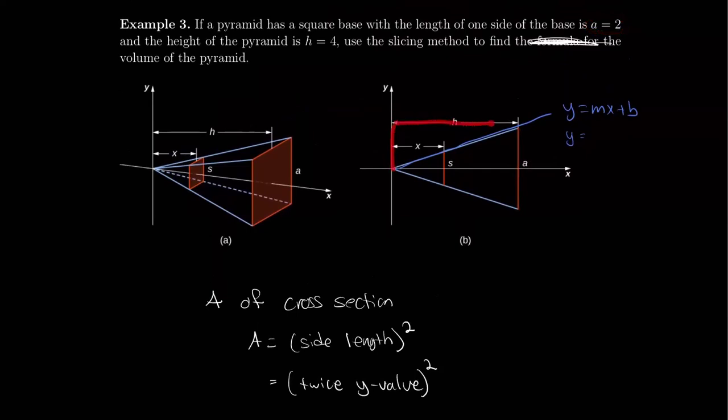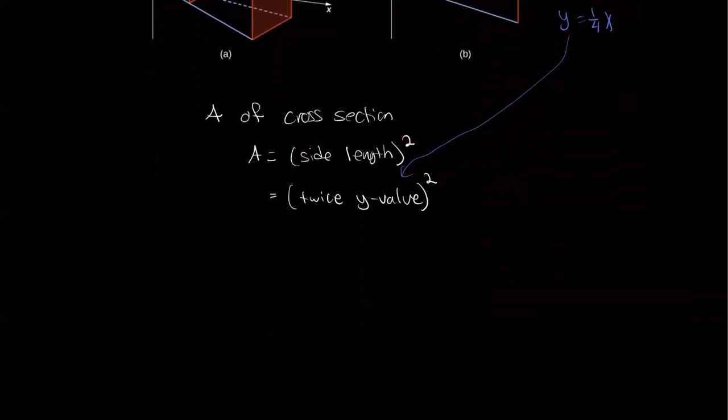And then it went over all the way h, and in my case, h was 4. So it went up 1 over 4. And it had a y-intercept of 0 because it touched the origin right there. So I ended up with y equals 1/4 x. All right, so that's what I can plug in here to find the area of the cross section. So now I have that my area is twice the y value, and then squared.